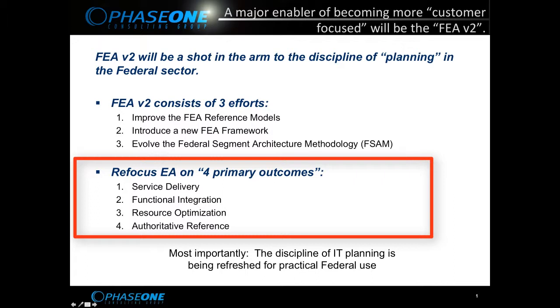Resource optimization is really important, although it's not the only thing that's important. And I think it's nice that it's set in context of service delivery and functional integration here. Lastly, we have authoritative reference. There are a lot of architecture programs that think that authoritative reference is, in fact, the only reason they exist, to document things. I like the fact that it's here because documenting what's going on and where we're trying to go is a major part of the architecture discipline.